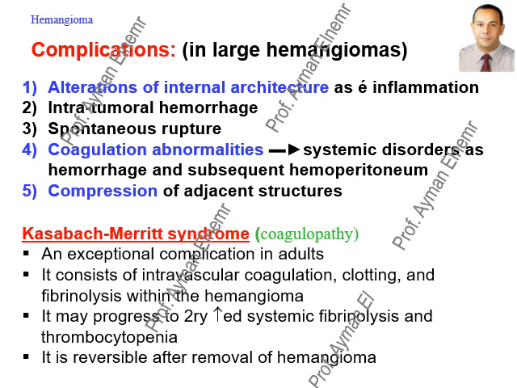This coagulopathy consists of intravascular coagulation, clotting, and fibrinolysis within the hemangioma, and it may progress to secondary increased systemic fibrinolysis and thrombocytopenia. The syndrome is reversible after removal of the hemangioma.